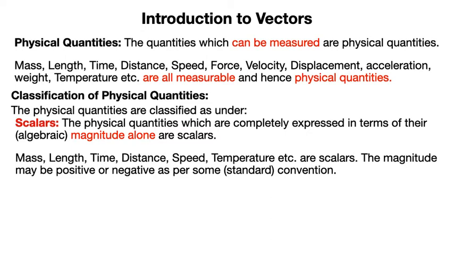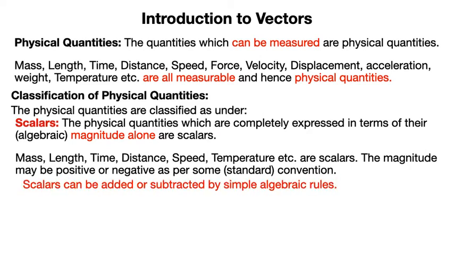Mass, length, time, distance, speed, temperature, etc. And then there is a very long list. They are all scalars. However, they may have positive magnitude or negative magnitude as per some standard conventions. You can take the example of mass. Say mass of sugar is 2 kilogram. We never talk about east, west, north, upward, downward. Mass is mass, no sense of direction required. So it is a scalar quantity.